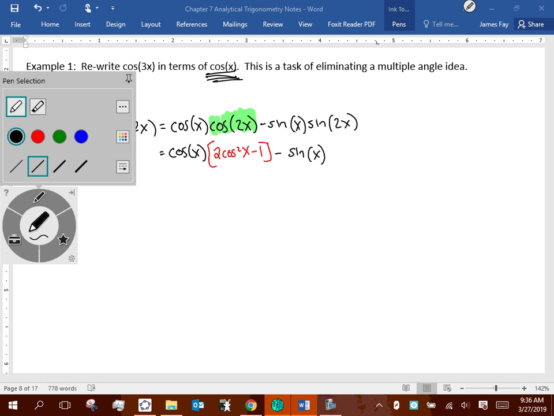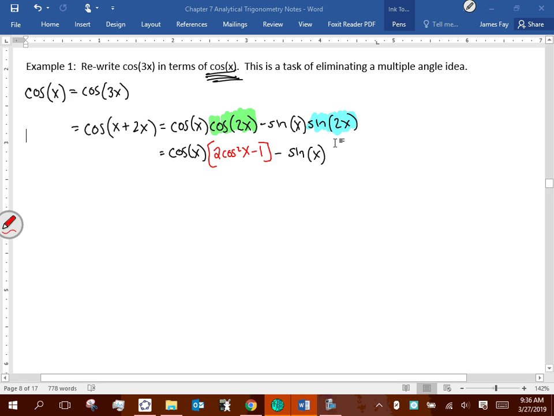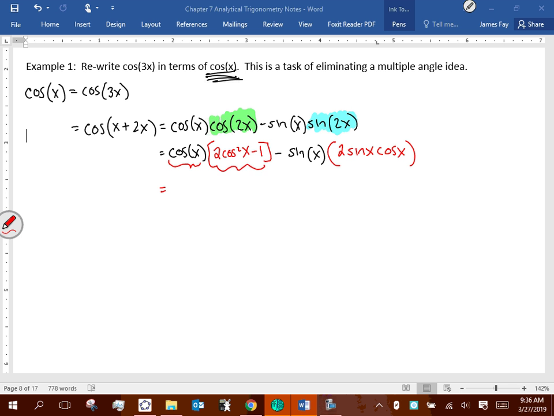sine of x. And now this here is a sine double angle, right? So that thing is the 2 sine x cosine x. Now we just go through the algebra that's being presented here. You have a monomial times a binomial, right? You have to distribute. So I get 2 cosine cubed x minus cosine x.